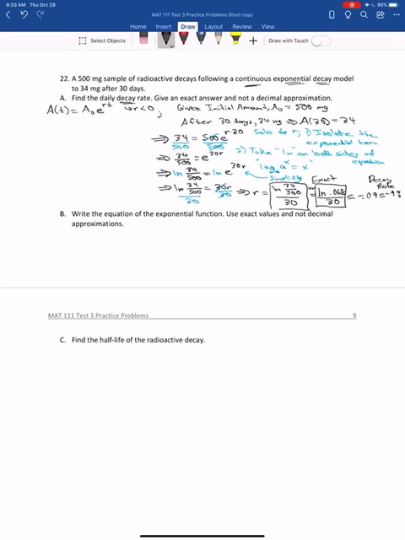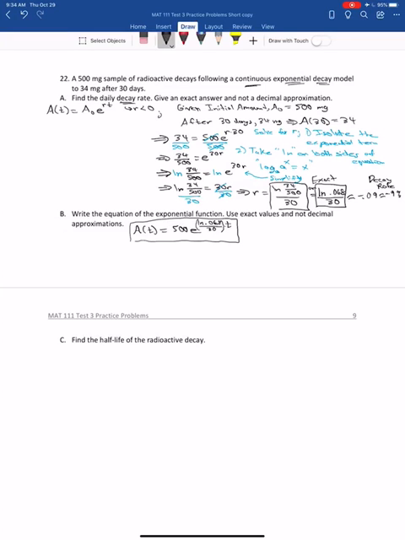So part B says write the equation of this exponential model using the exact values. So using this rate value we found. So again, that's the amount in t days of this radioactive substance is equal to the initial amount, which was 500 milligrams, times e to the r. Well, our rate was the natural log of 0.068 divided by 30. All that multiplied by t. So there's our function, our natural exponential function, this continuous exponential decay model. All right, we found that rate.